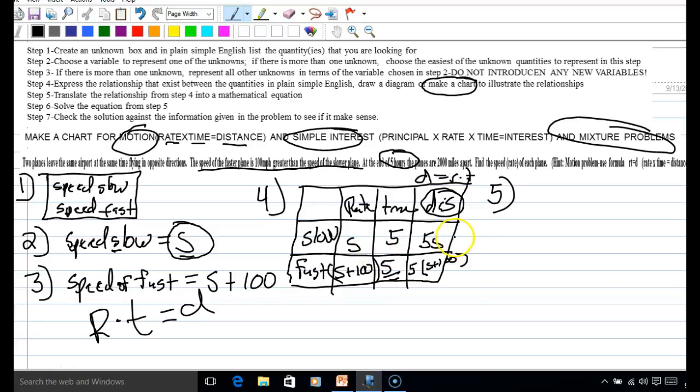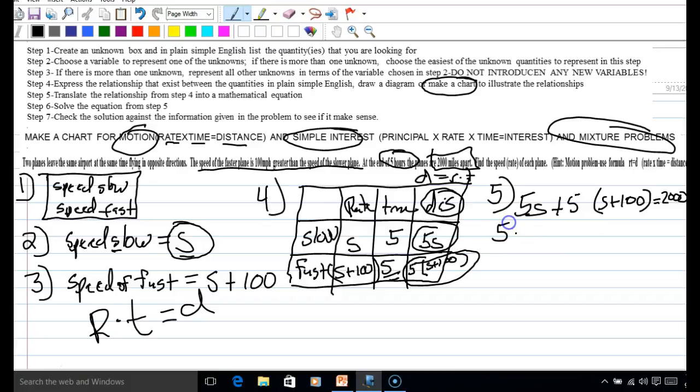lap. Well, this is the distance that the slower plane traveled. This is the distance that the faster plane traveled in 5 hours. So at the end of that 5 hours, they are 2,000 miles apart. So if I take the distance that the slower plane traveled, which is 5s, and I take the distance that the faster plane traveled, which is 5 times the quantity s plus 100, that should equal 2,000. So this is the equation that I need to solve.